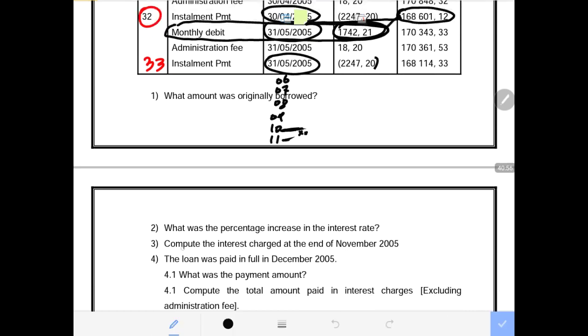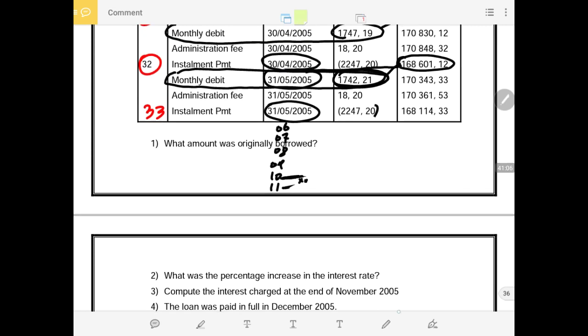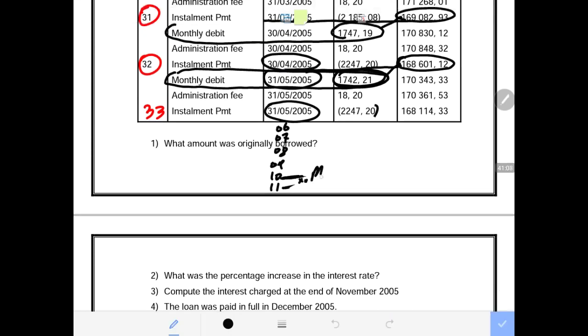So guys, this is what I want to bring to your attention, analyzing the statement again in alignment with the third requirement, where we are required to compute the interest charged at the end of the month of November 2005. In other words, now we need to use the function called amort. Remember, amort will help us to calculate the balance after a certain payment was made. We need to say amort October, so that we get the balance after the October payment was made.